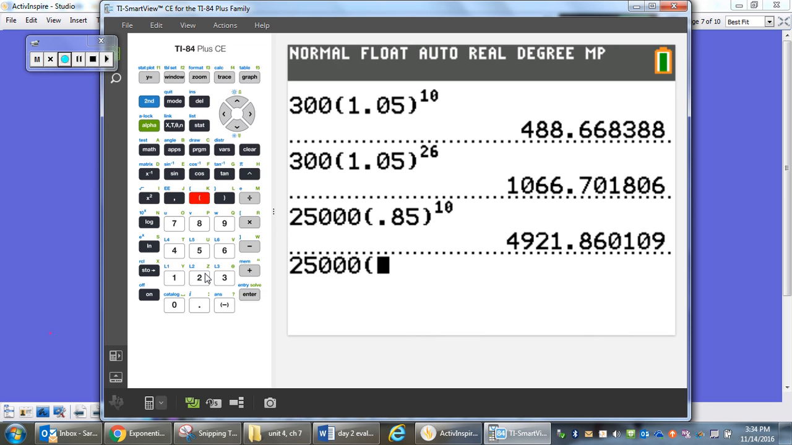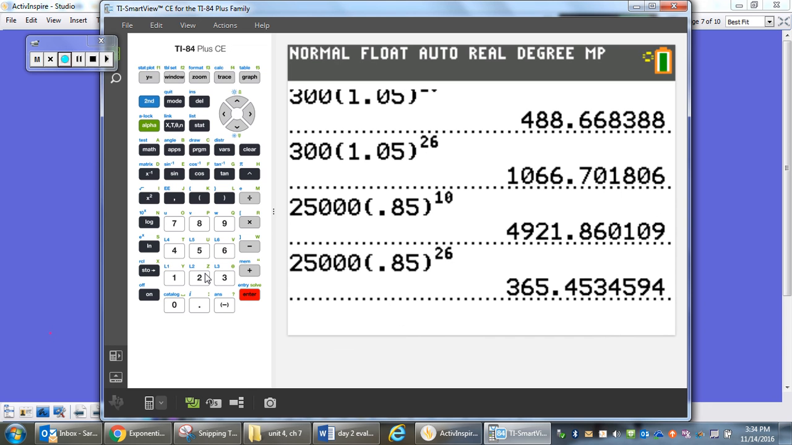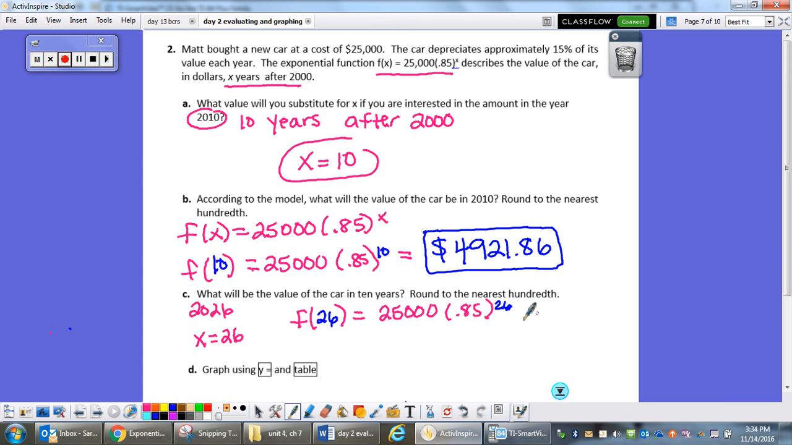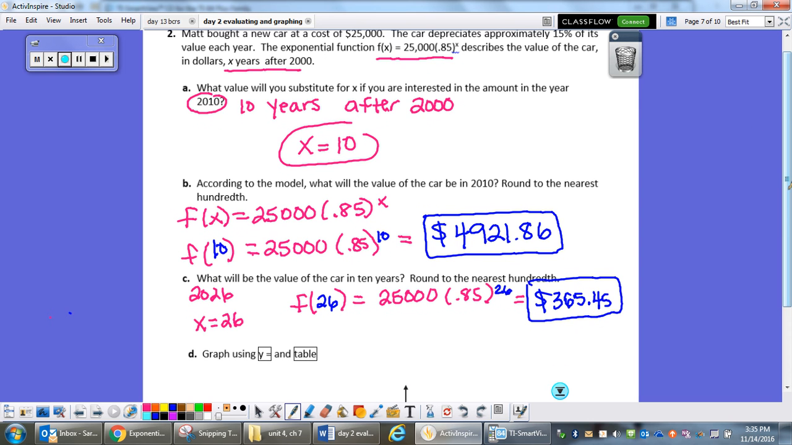Okay. 0.85 to the 26th power. Oh, it's only worth $365.45. So something must have happened to that car. Remember, this is how we write money. $365.45. Hey, it's still worth something. Okay? So then you're going to come down here.